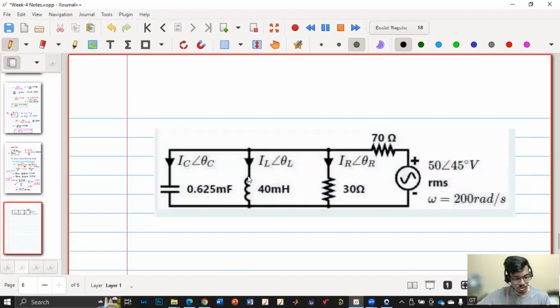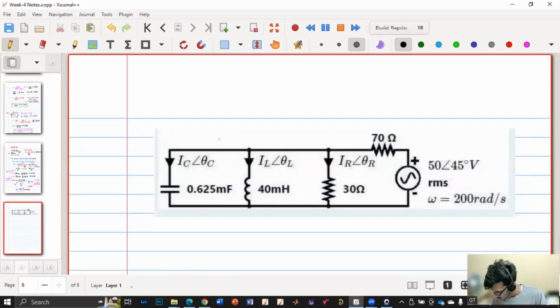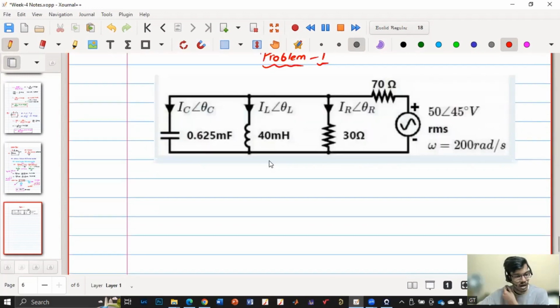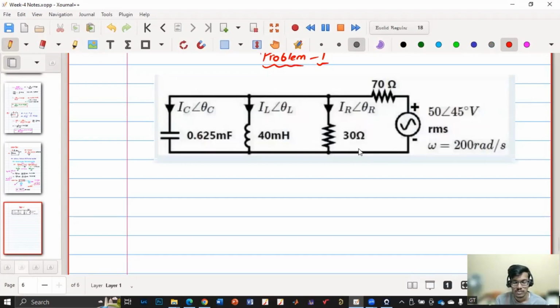Okay, so this is a comprehensive question which has 8 subparts. So this is our problem 1. Okay, so how to proceed with this? They have given R, they have given C, they have given L, and they have given input angle 45 degrees. And there is this another R. So how shall I proceed? And they have given input to be 50 RMS.